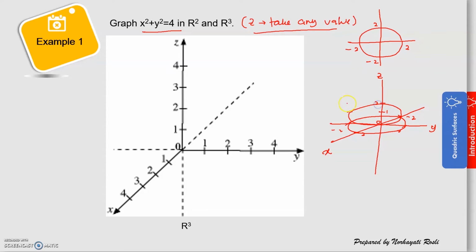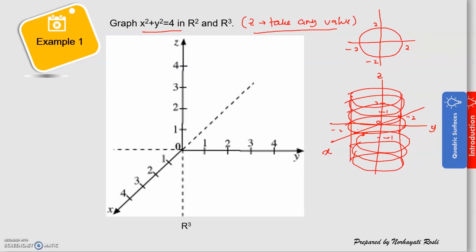Also, when z equals 2, for example, we can draw another circle. Z equals 3, we can draw another circle. And also, z equals -1, we will have another circle here. You can draw it parallel to the z axis for negative values of z. So when we connect all these, we will get this kind of cylinder in the three-dimensional coordinate system.